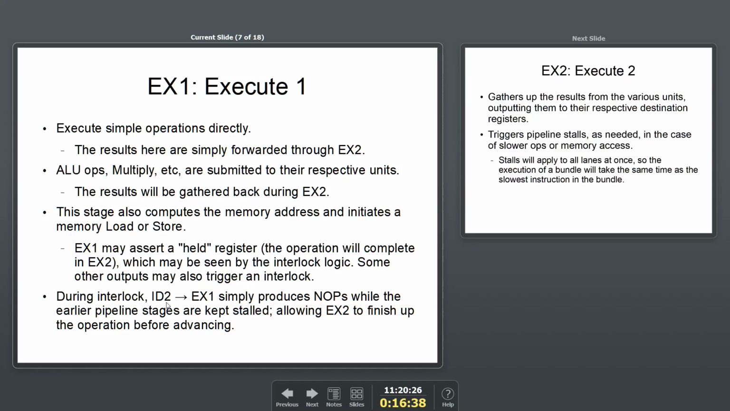During an interlock, the ID2 to EX1 transition simply produces NOPs while the earlier pipeline stages are kept stalled, allowing EX2 to finish up the operation before advancing, as noted before. Once EX2 is done, then the operation is effectively done and the pipeline can continue advancing as normal.